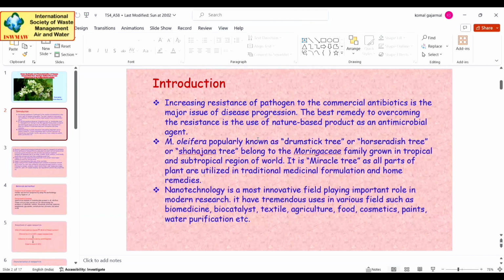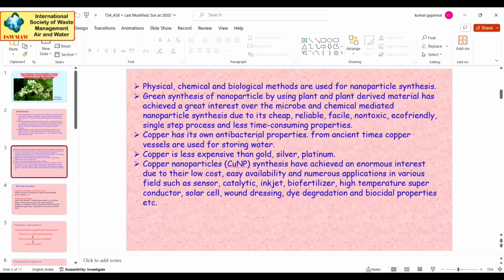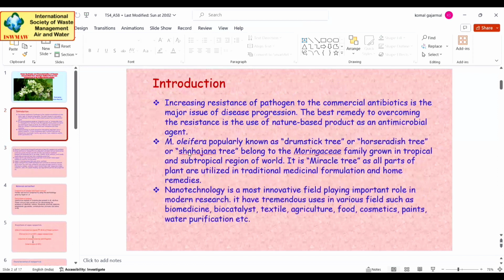Nanoparticles can be synthesized by three alternative methods, that is physical, chemical, and biological methods. Green synthesis of nanoparticles using plant or plant-derived material has achieved great interest over microbe or chemical mediated synthesis because of its cheap, reliable, facile, non-toxic, eco-friendly, single-step process, and it is less time-consuming. So, green synthesis has advantages over the physical, chemical, and microbe-mediated synthesis.